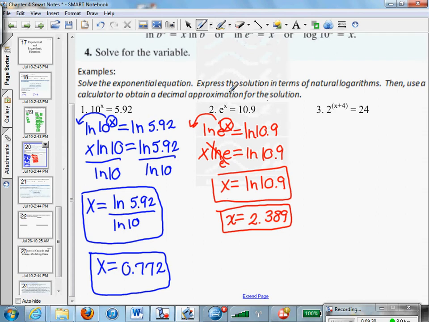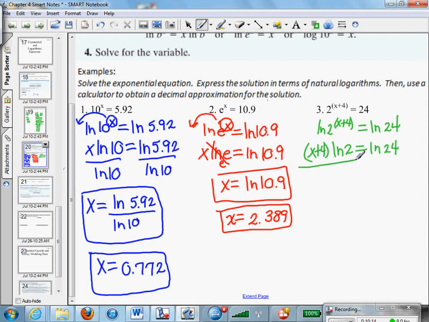Now let's look at this last example from this section. We have 2 to the power of x plus 4 equals 24. Note that we can't get 24 with a base of 2 to some power, so we have to use our ln function. So let's ln both sides. Our power of x plus 4 is going to come out in front. And let's go ahead and keep it in parentheses. So we're going to have x plus 4 in parentheses times ln 2 equals ln 24.